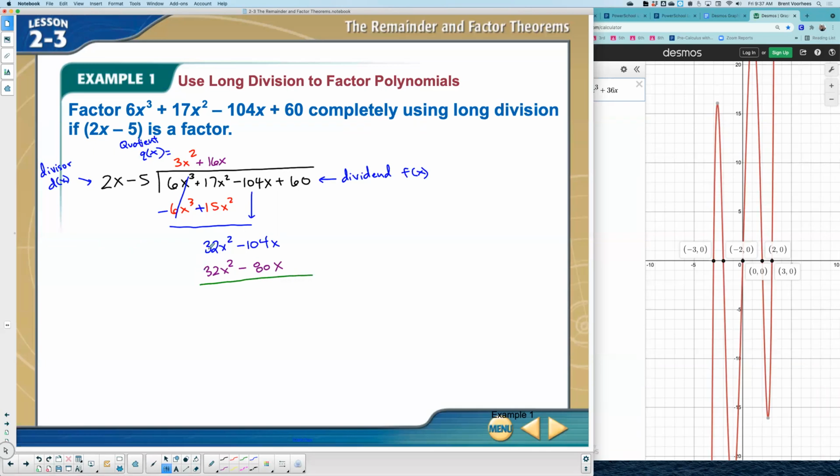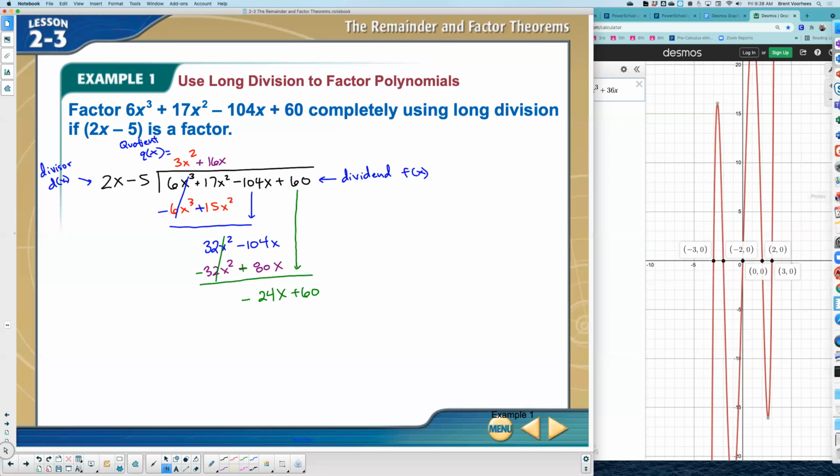Change the sign. I'm going to subtract that, which we automatically do, but I need to also change this sign to a positive as well. So those cancel. And now -104 plus 80 is going to be -24x. Good. I forgot to say the x's, but yes, it's -24x. And I drop my next term down. Plus 60.